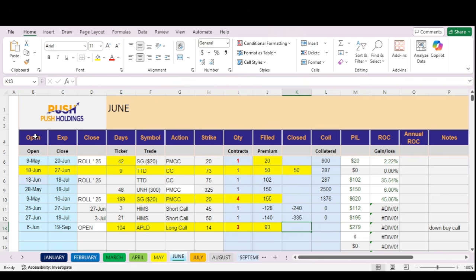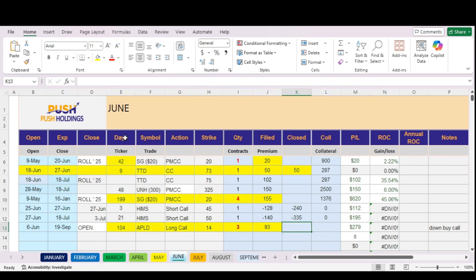So the first column here that says open, that's going to be the date that I actually opened the contract. The next one right after that is going to be EXP, or the expiration. That expiration is the day that the trade should be closing. Right next to that, you're going to see the close date under the close column. These are the dates I actually did close the trade. Now I'm going to explain all these to you as the video goes along.